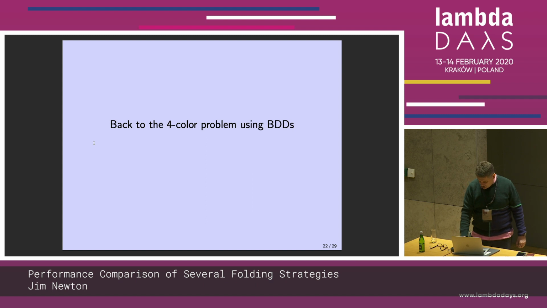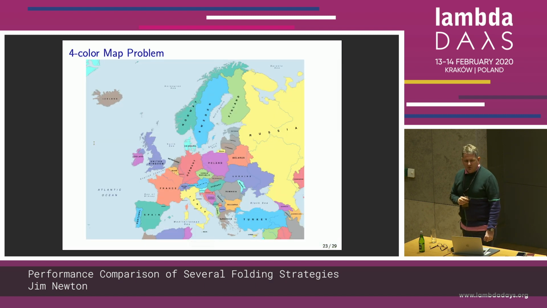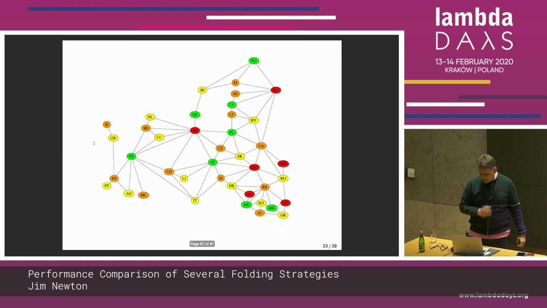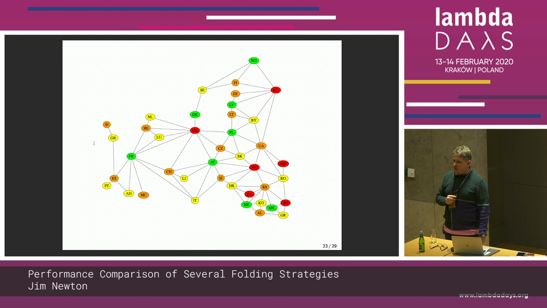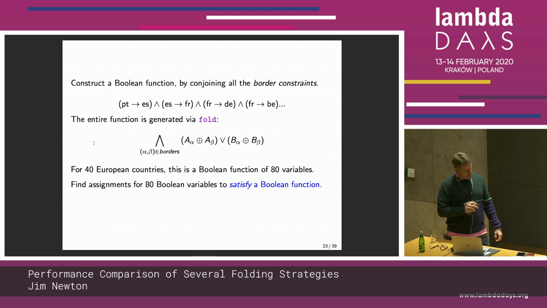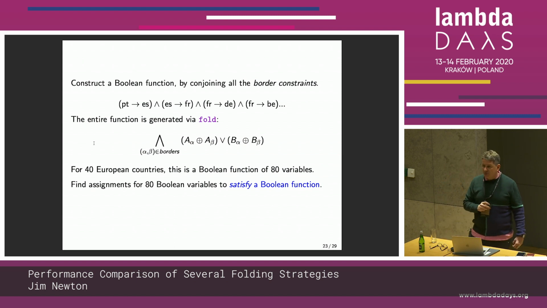So back to the coloring problem. We want to color the map by coloring the associated graph. And the way we do this is we iterate over all of the borders. For each border, we compute a constraint. We merge these together with fold. This is an equation of 80 variables for 40 countries, and then we need to satisfy that Boolean equation.